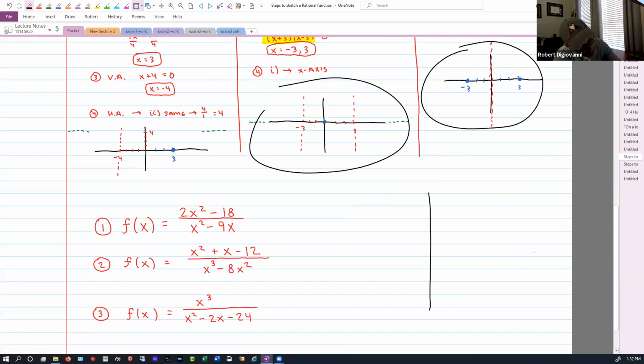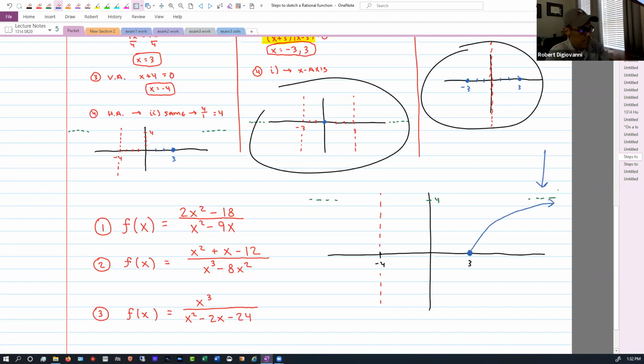Okay, we've got a horizontal asymptote here at 4, and then we've got a vertical asymptote at -4. X-intercept at 3. So let's start with the only point that we know actually exists on our graph, which is 3. And we know that we have a magnet up here, so we know we've got to come up and go like that. Do you understand that? Agree with that? Yeah, I got it.